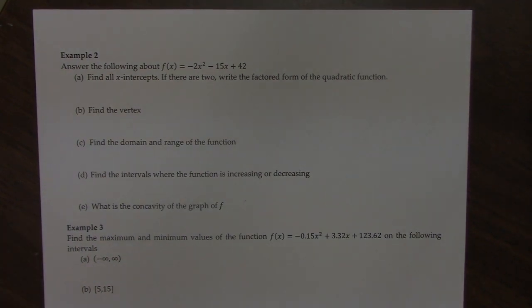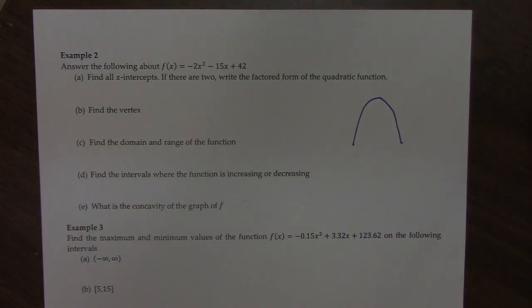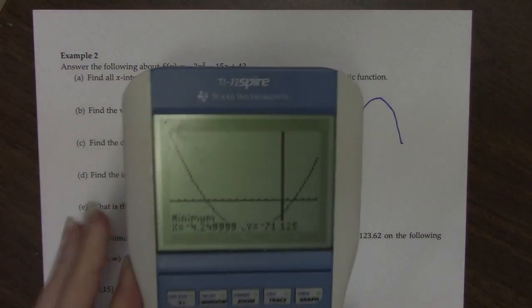All right, for example 2, we're given another parabola, but notice here the leading coefficient is negative. So I know that this parabola, before I even graph it, is going to open down. So once again, we want to find the intercepts and the factored form of the quadratic function.